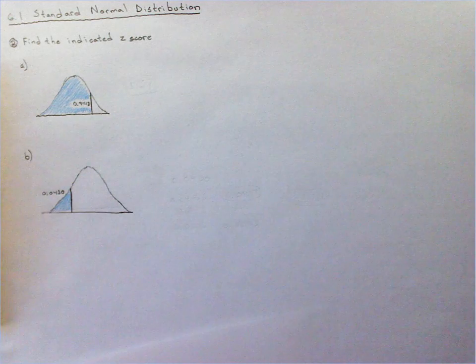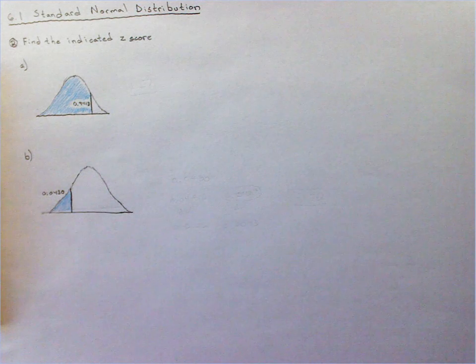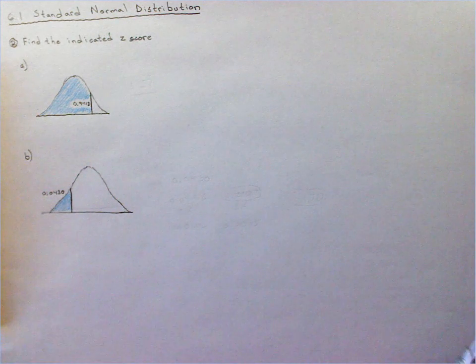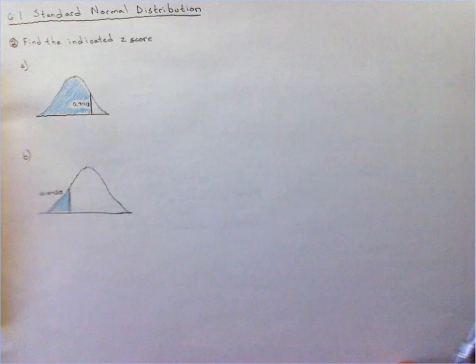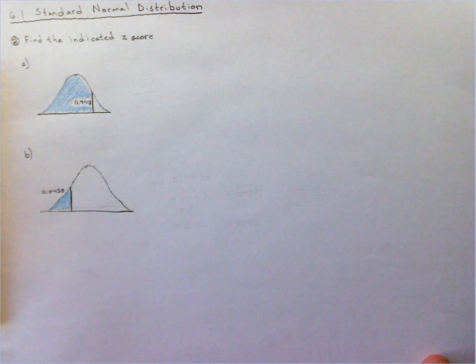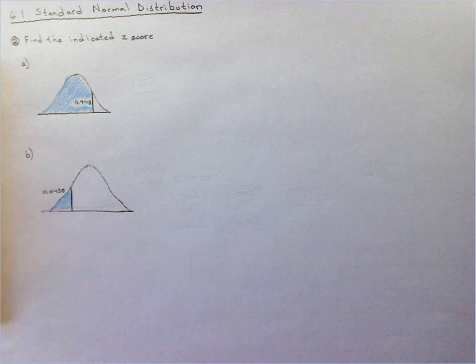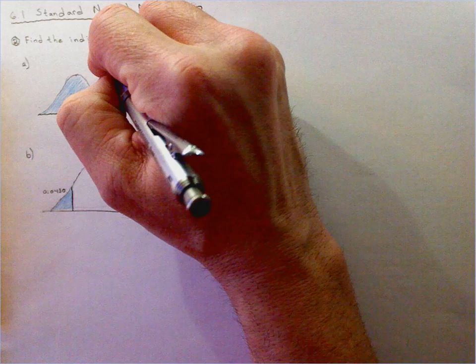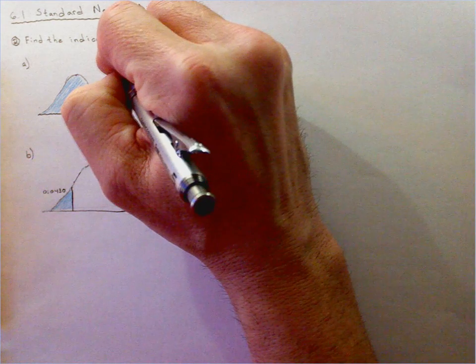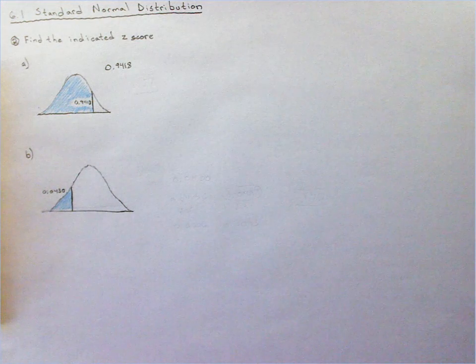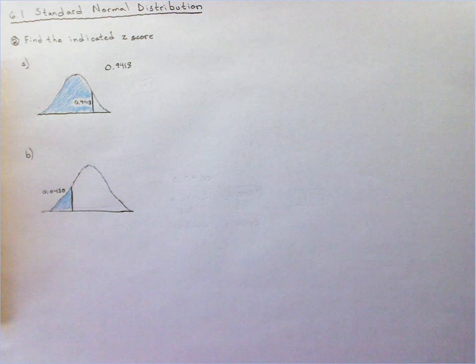So with that brief review, let's look at a couple of problems here. In these problems, they've given us the area and they want to know a z-score. Here's my given area, 0.9418. I need to look up that area on my table and find the corresponding z-score.